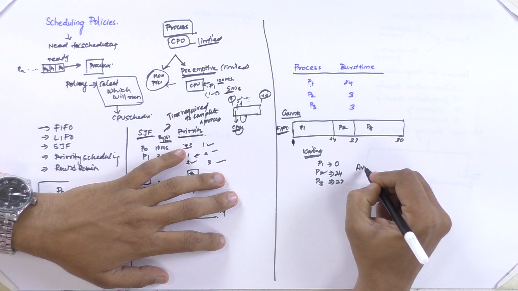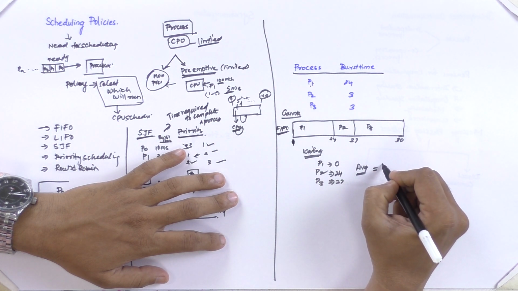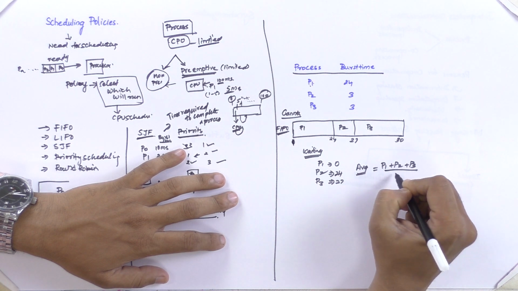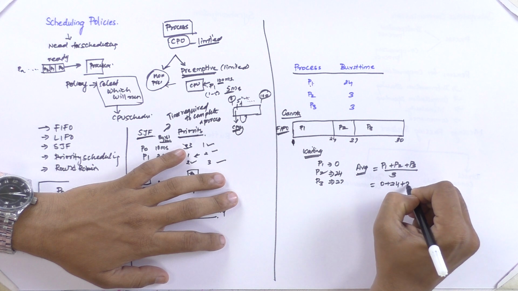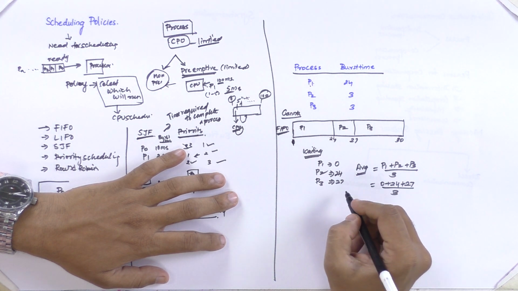So what is average waiting time? Average waiting time is P1 waiting time plus P2 waiting time plus P3 waiting time, divided by the number of processes. So it will be 0 plus 24 plus 27, divided by 3. So you'll get the answer.